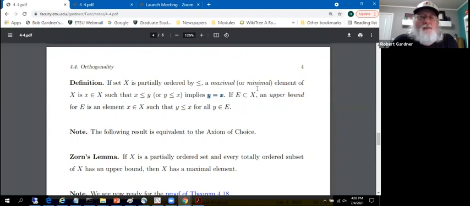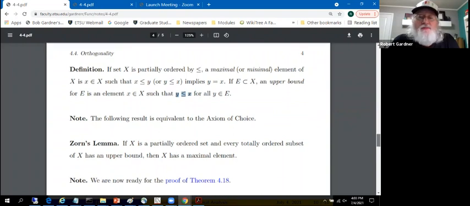A minimal element X is minimal if Y less than or equal to X also implies Y equals X. That is, there's nothing else less than X. Means X is a minimal element. If E is a subset of X, an upper bound for E is an element X of, I want to think of them as vectors, I guess they're just set elements, such that Y is less than or equal to X for all Y in E. So this requires not only that X be comparable to all of the elements of set E, but that they satisfy this relationship.